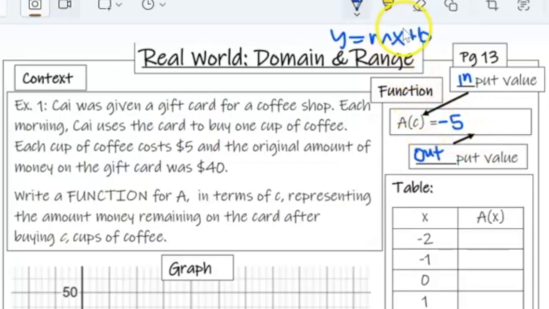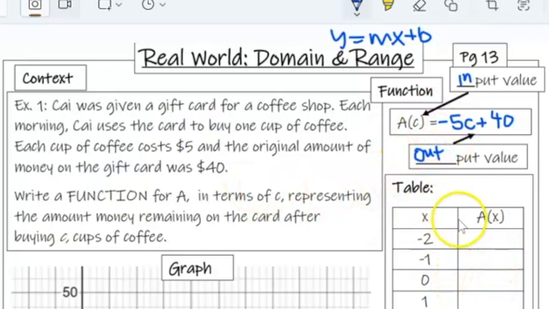Now, we're not going to put x like we did in 8th grade. We're going to use function notation, and it tells us in this case little lowercase c is the number of cups of coffee that I'm going to buy. Then we're going to go with plus b. What did I start with on my gift card? I started with $40 in the positive. I was not negative $40, I was $40 in the positive. Again, this is just a quick recap of what we've done previously.